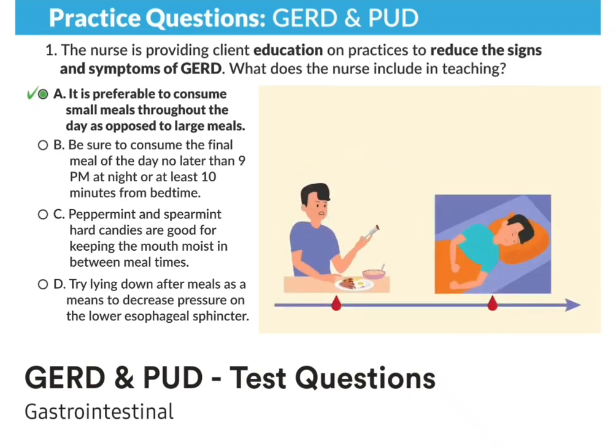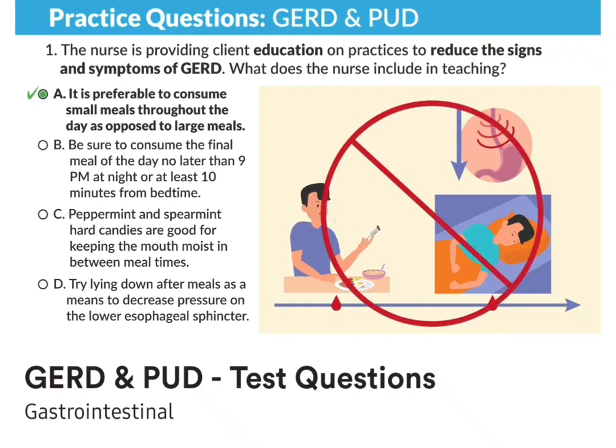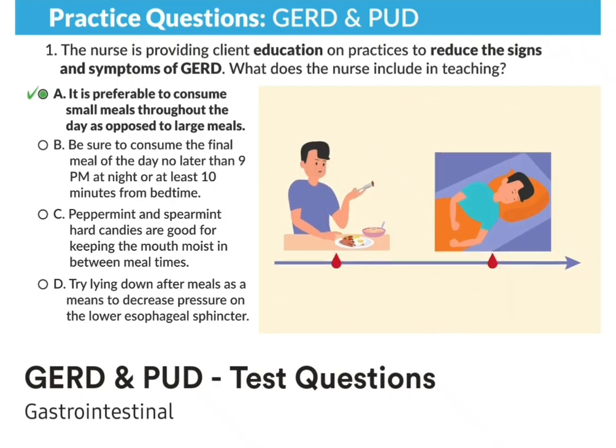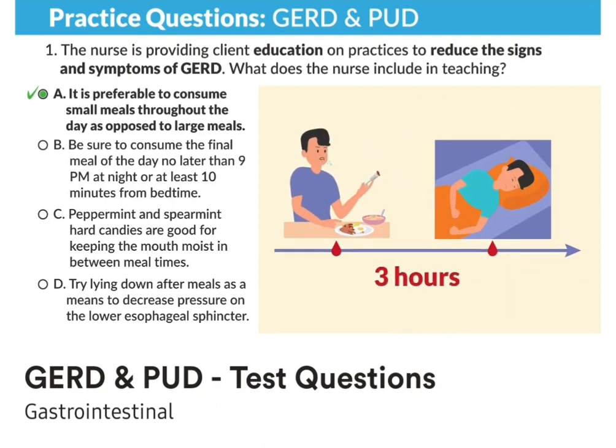And lastly, option D, this is totally incorrect. Try lying down after meals as a means to decrease pressure on the lower esophageal sphincter. No, never lie down after meals. We have to wait at least 3 hours before lying down.